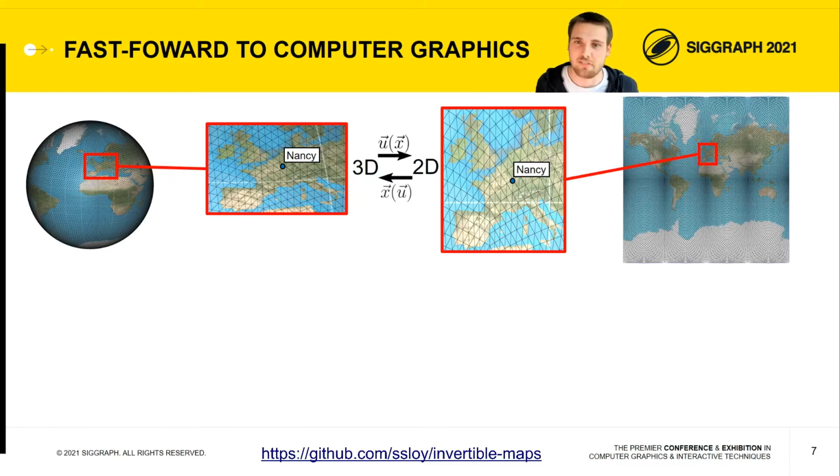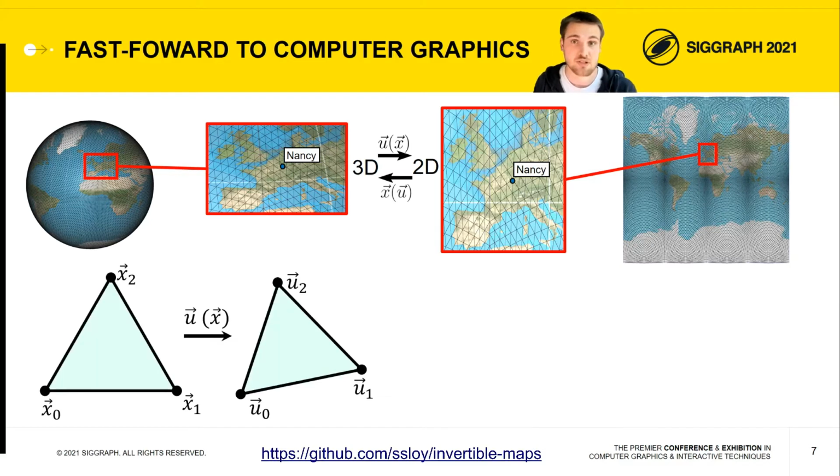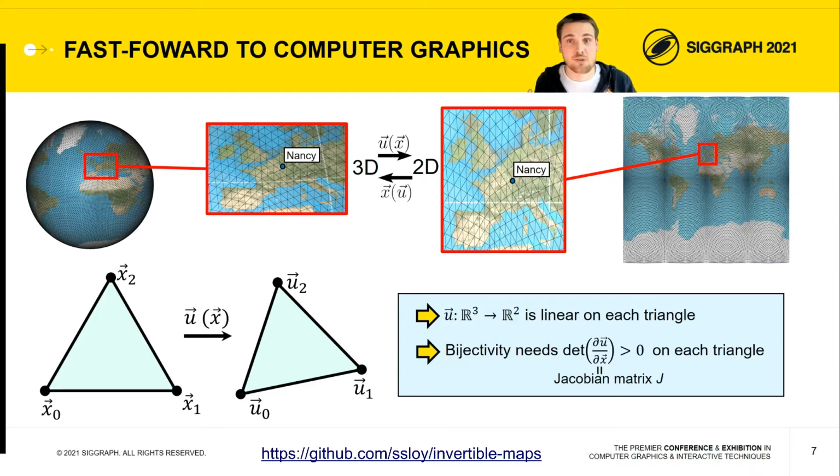Now, in computer graphics, we commonly have a surface, triangulated, that we map to the plane. It means that U becomes a transformation on each triangle that is locally applied on nodes of the triangulation. We can note two things. First, the transformation here is linear on each triangle, which is very handy. And secondly, for it to be bijective, we need the determinant of the Jacobian matrix of the mapping to be positive.